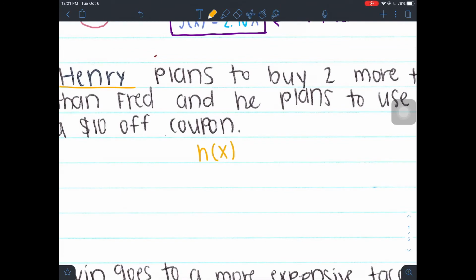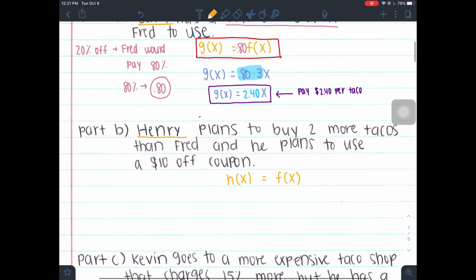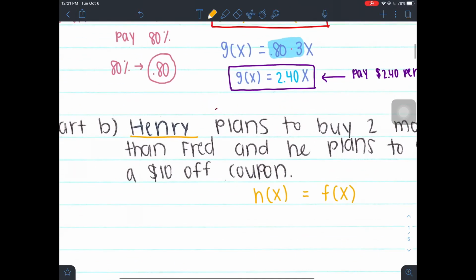So again, as always, I'm going to set them equal to each other at the very beginning because we don't know anything yet. So we're going to assume that Henry and Fred are equal right now. Now, here's the thing. If you don't name it something else, if you name it g of x again, it's going to be very confusing. Because what if you have to graph something and then you have 5 lines on your graph and they're all named g of x? That's very confusing, right?